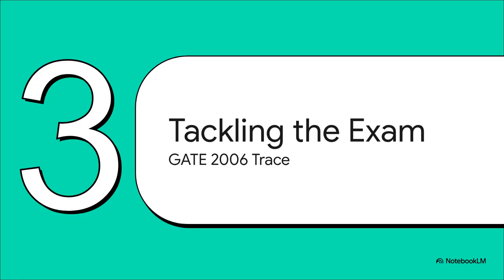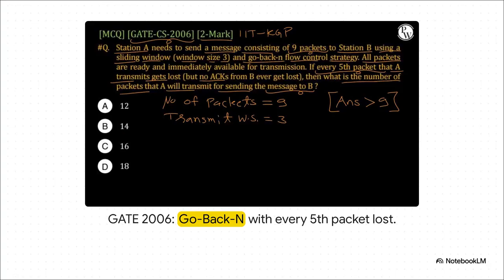All right, on to Part 3, tackling the exam. Let's shift into the exam mindset for a minute and apply what we know to a really classic GATE 2006 problem. It sets up a pretty fascinating scenario. Station A needs to send a message made up of 9 packets to Station B. It's using a sliding window with a window size of 3. But wait, notice the strategy here. It's using a Go-Back-N flow control strategy, not selective repeat. And here is the catch.